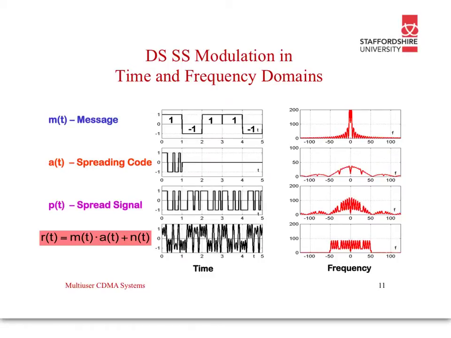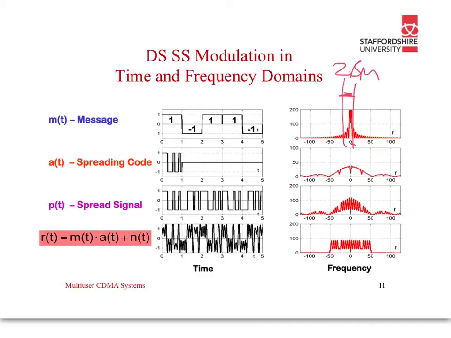So, if our message is comprised of ones and minus ones, as I mentioned before, in the time domain we've got 5 bits being transmitted here. Then in the frequency domain we have a very narrow band signal. That's the bandwidth of our message signal. This is a bilateral spectrum, so it's essentially from 0 to there, which is twice the bandwidth of the message.